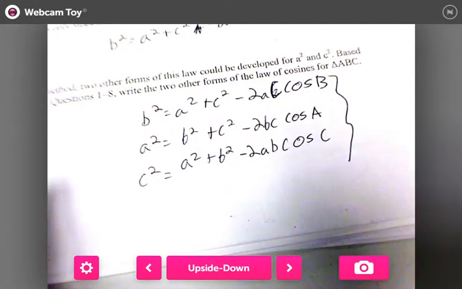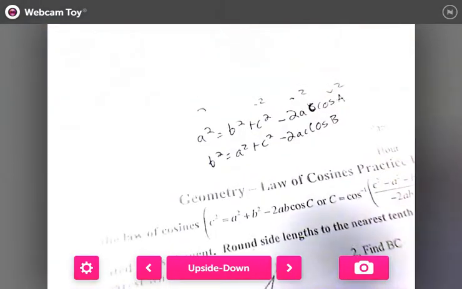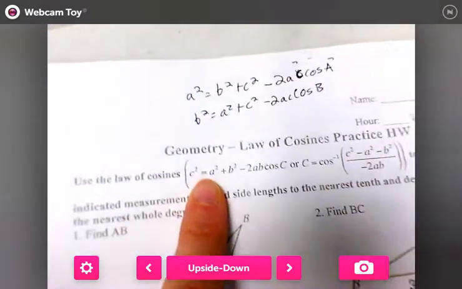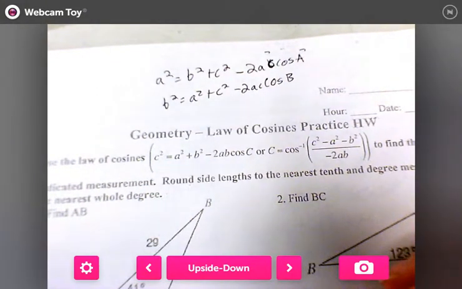Okay. So we're going to write these 2 at the top of our paper. We've got the third one right there. We've got a squared equals b squared plus c squared minus 2ac cosine a. And b squared equals a squared plus c squared minus 2ac cosine b.